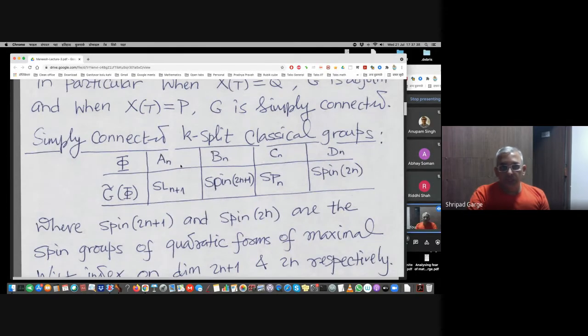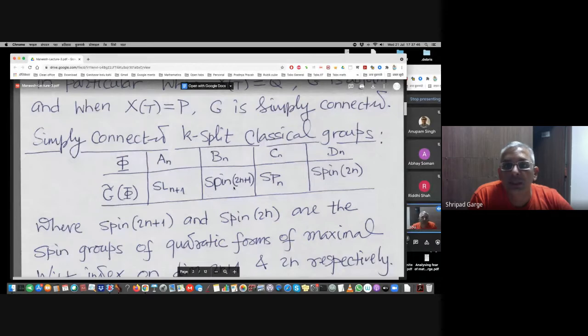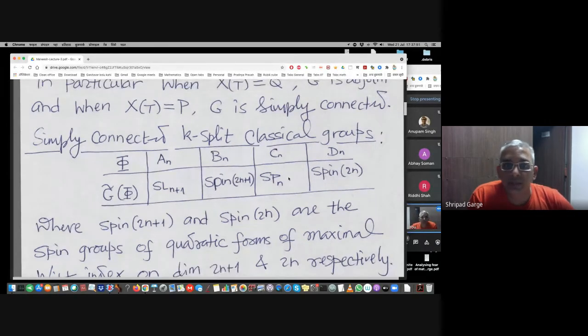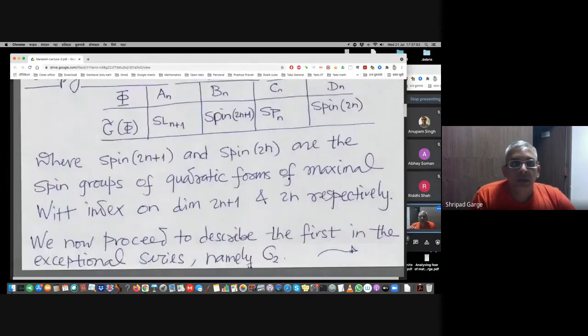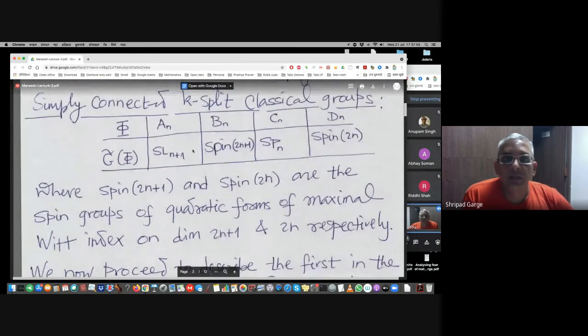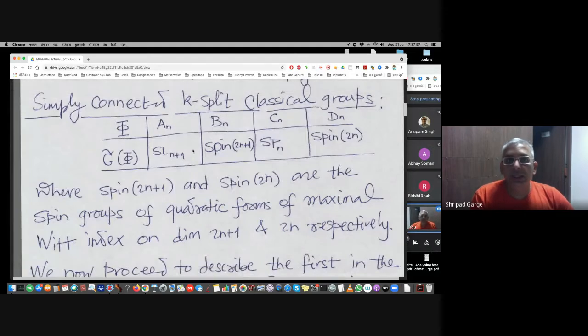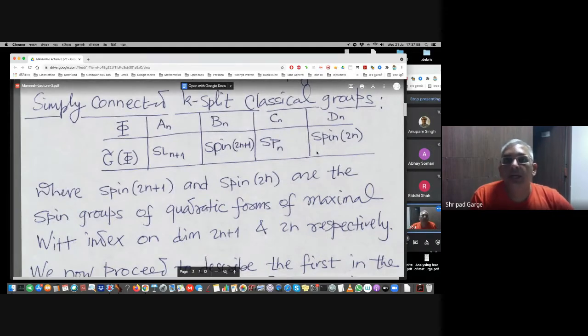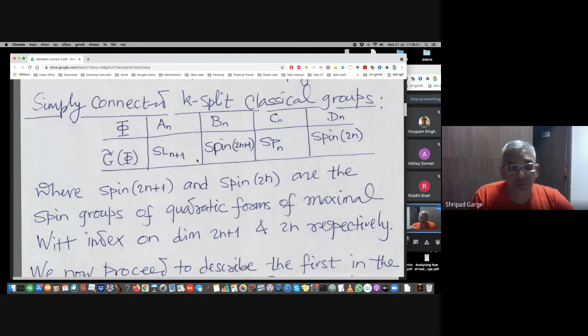If your root system is A_n, then the corresponding simply connected group is SL_{n+1}. For B_n and D_n, those are the spin groups. And for C_n, it is the symplectic group, Sp_n. So these are the simply connected groups, and then you take the center in these groups, go modulo them, and you get the corresponding adjoint groups.